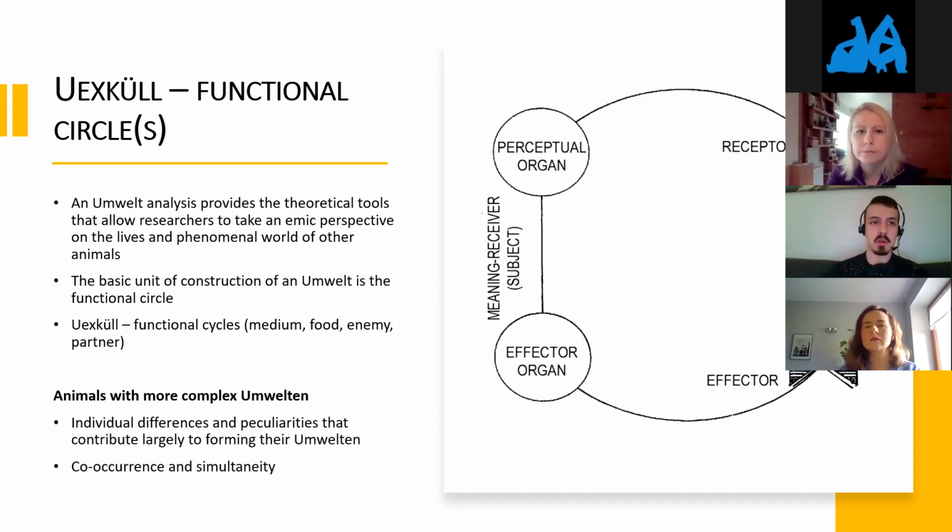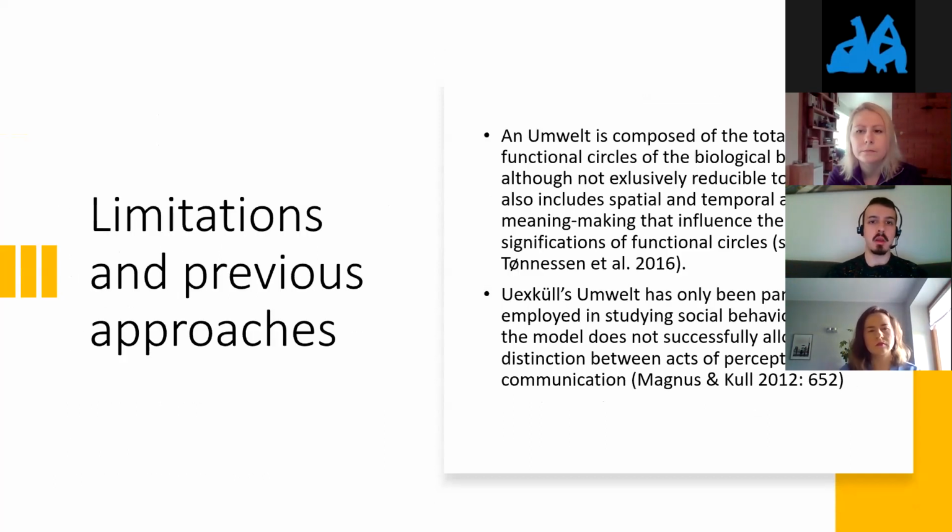The functional circle and the Umwelt model were not conceived to analyze communication at all. I need to stress that. They are semiotic models that do not always make a clear distinction between act of perception and act of communication. And such limitations have already been studied and approached by previous literature.